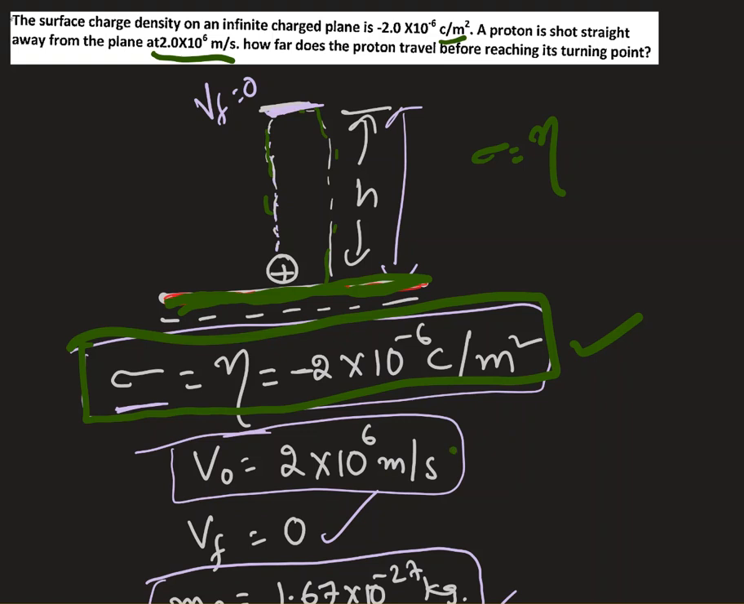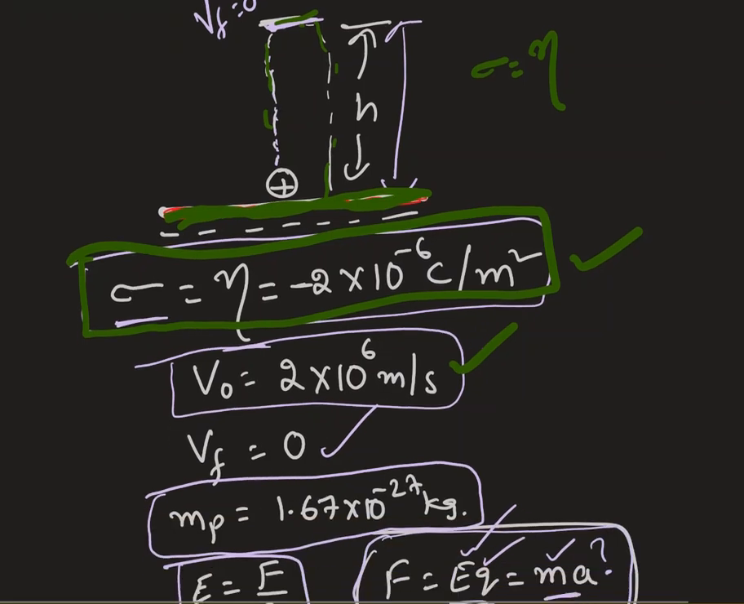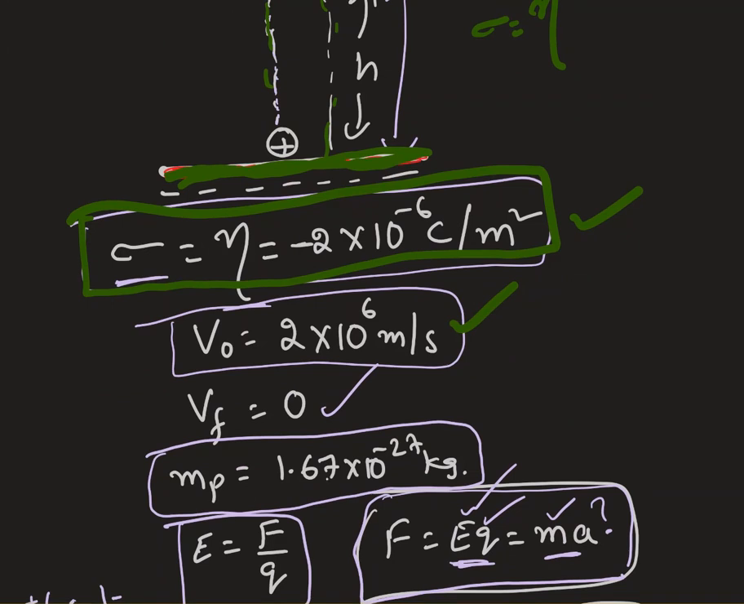He gave us the initial velocity. So we need to assume a few things, which is the final velocity. Definitely once it reaches the final point, the velocity is going to be 0, so it will start falling down. And another thing he didn't give us: the mass of the proton is 1.67 times 10 to the power of minus 27 kilograms. You don't need to remember this, but if I ask you this kind of question, I will definitely give you the data in the equation sheet.